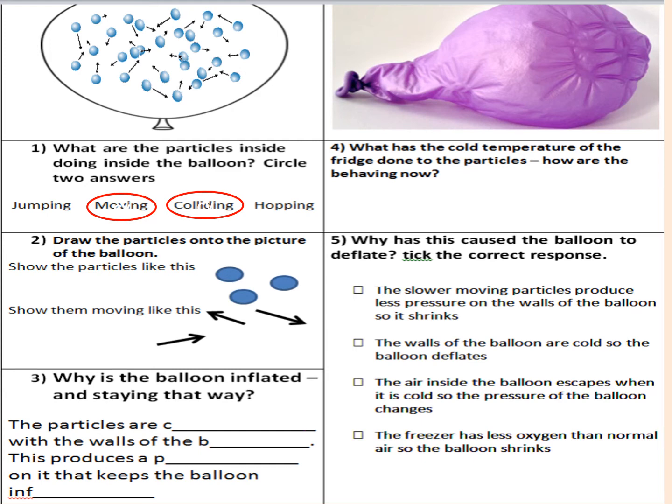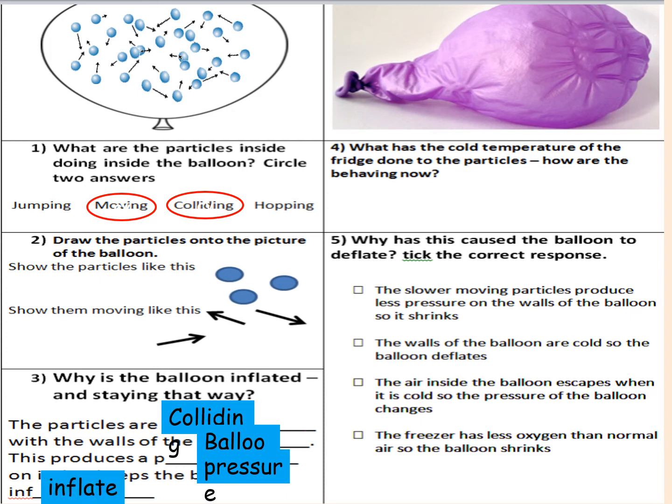The particles that you draw would look like they do at the top there. So we've got lots of particles moving randomly around in all directions, and they will be colliding. Number 3, why is the balloon inflated and staying that way? The particles are colliding with the walls of the balloon. This produces a pressure on it that keeps the balloon inflated.